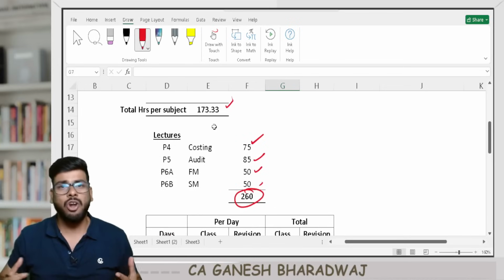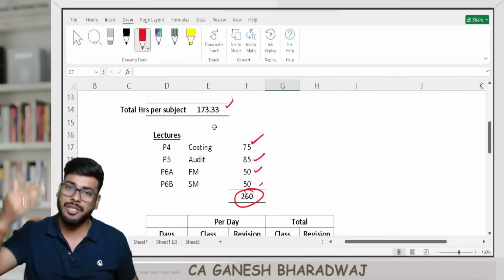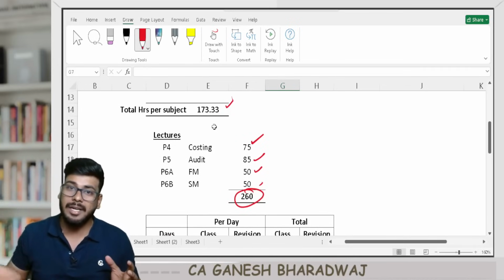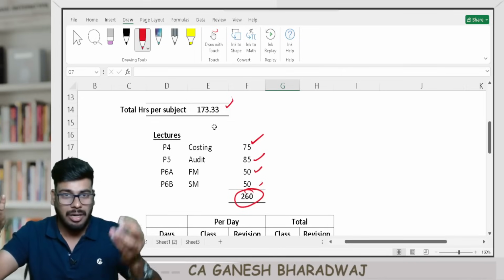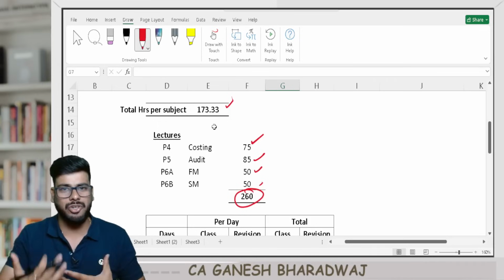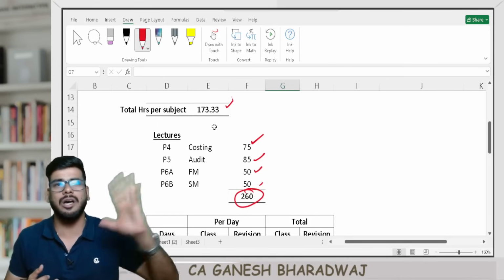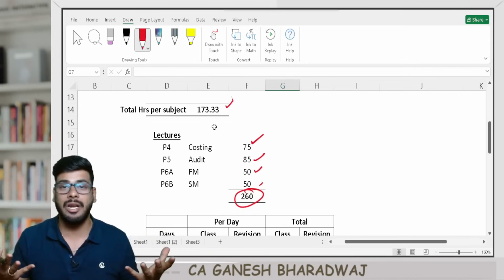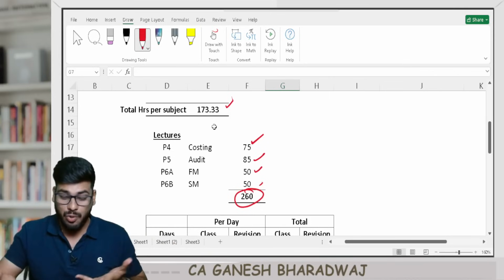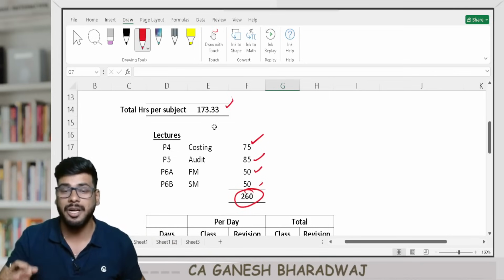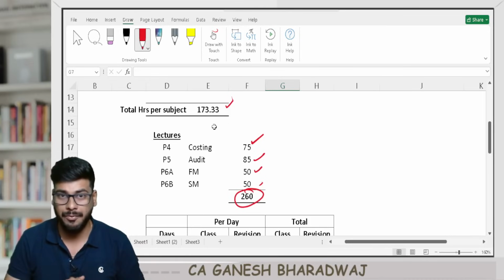Now, not every student will need lectures for all the subjects, correct? If you remove that, then the self-study time will be more and your class watching time will be less. Based on your requirement, maybe for one particular subject, for costing alone, you might need a class, or maybe for audit alone. Based on your level of preparation, you can customize this plan accordingly. But trust me, guys, you have a lot of time available for you.